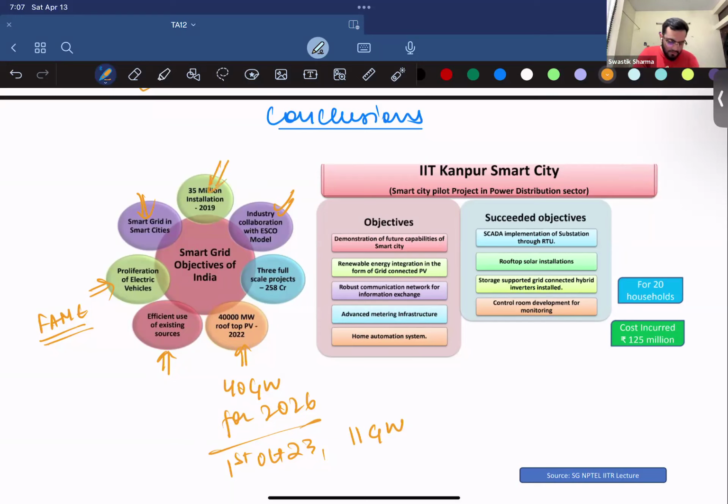And 35 million installation by 2019. So I hope this is of smart meters. I tried checking various documents. I don't know what exactly this objective was, but I hope it's for smart meters.